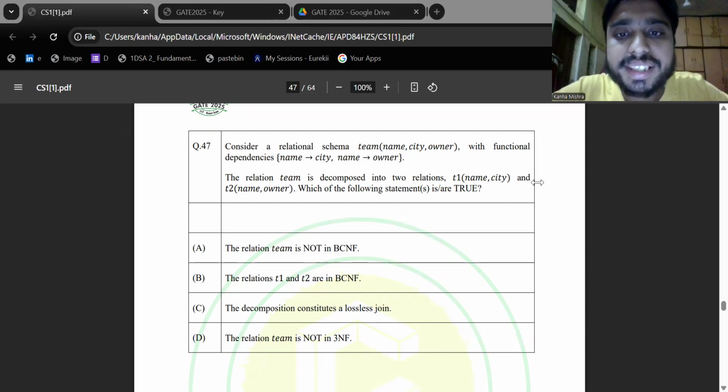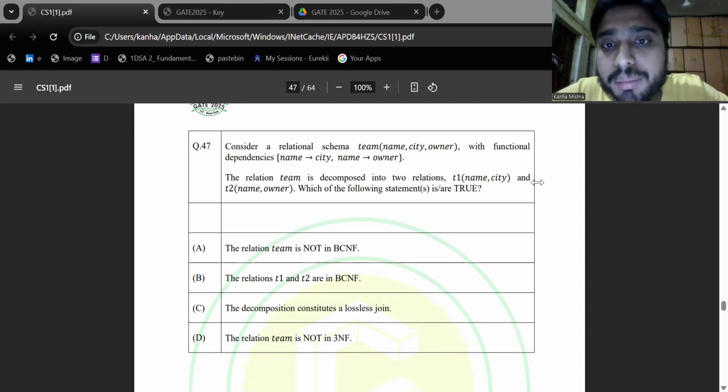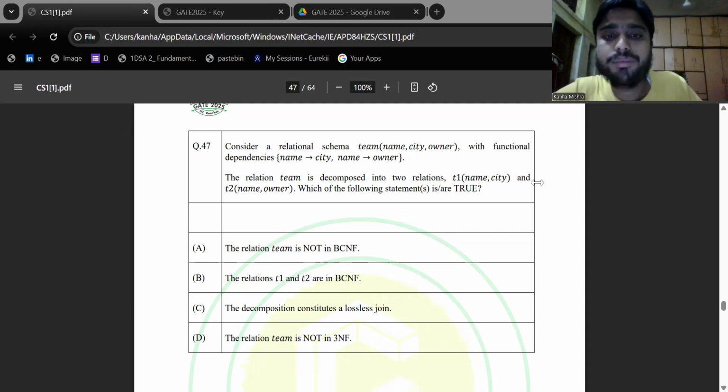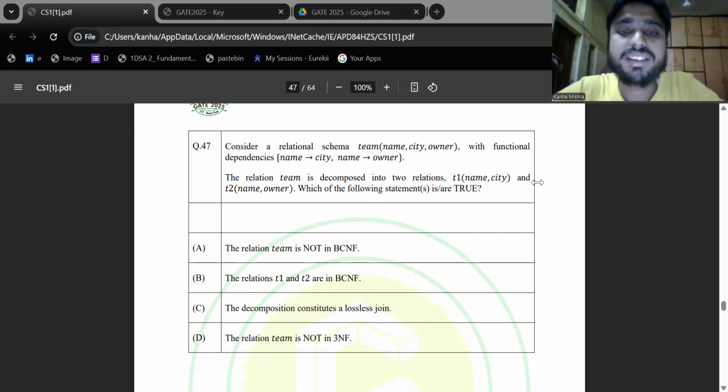Consider a relational schema team with name, city, and owner, with functional dependencies name implying city and name implying owner. The relation team is decomposed into two relations, T1 and T2, where T1 has name and city and T2 has name and owner. Which one of the following statements is true? Multiple answer question. Let's understand the prerequisites.